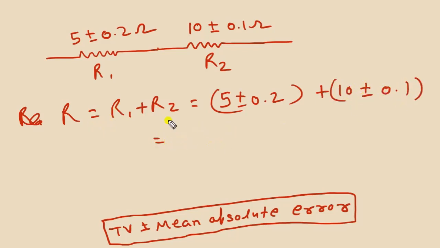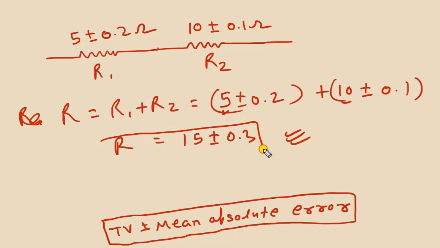Now, since we are adding, first we will add the true values. 5 plus 10 is 15. Now we will put the proper error limit by adding both the errors. 0.2 plus 0.1 is 0.3. So this is the resultant resistance. The resultant of these two resistances is this. Even in case of subtraction, we will add the error limits.